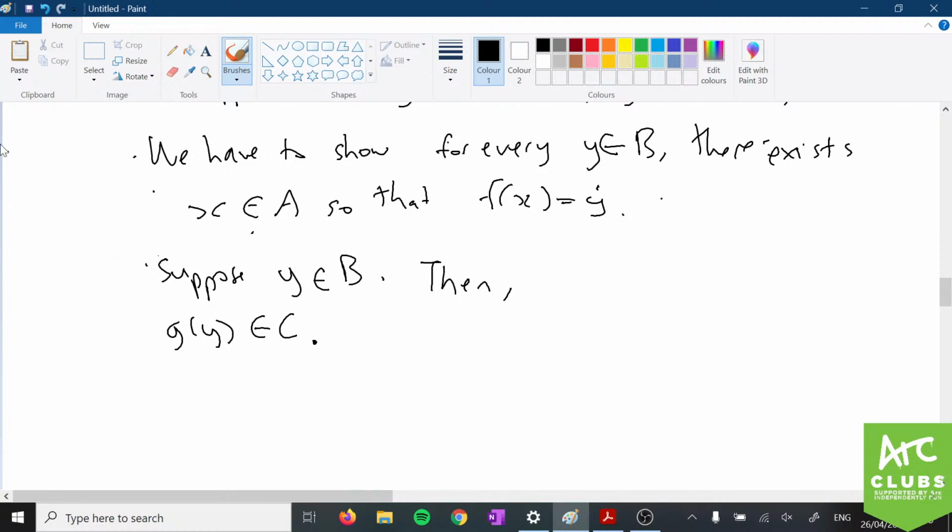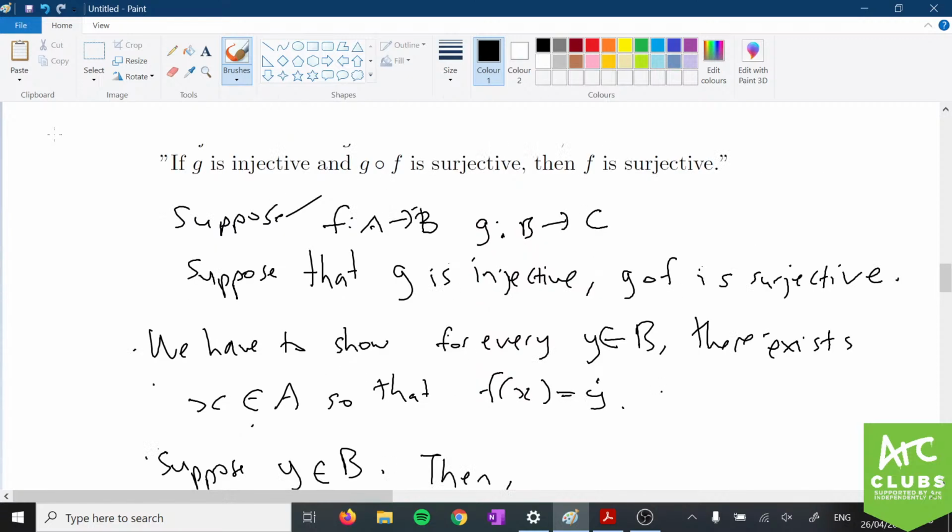And okay, so what should be the next step using our facts here? g is injective and g composed with f is surjective. Right?